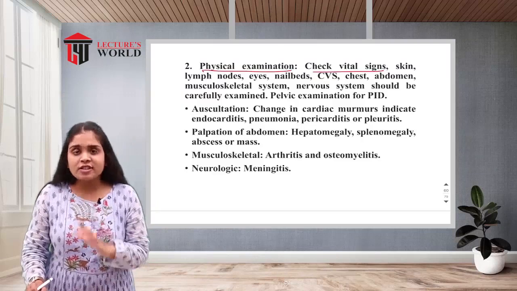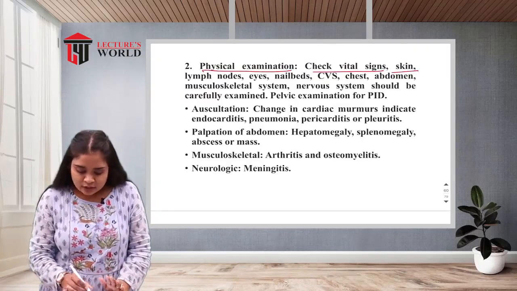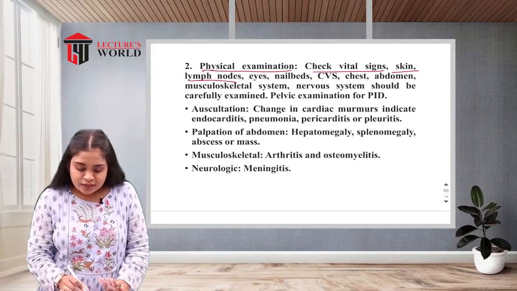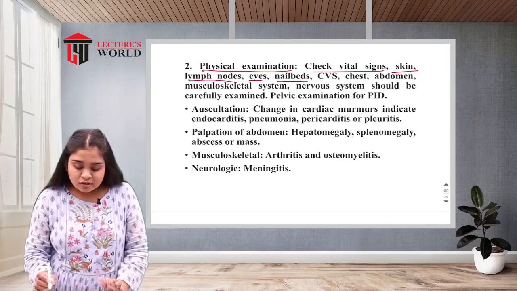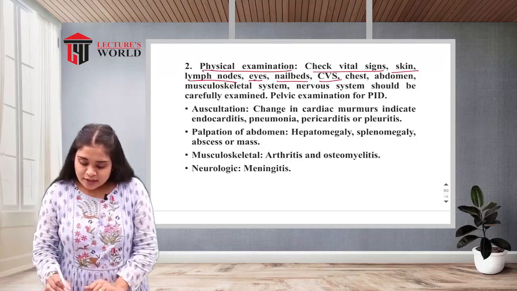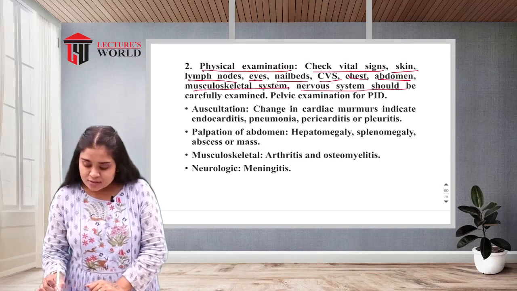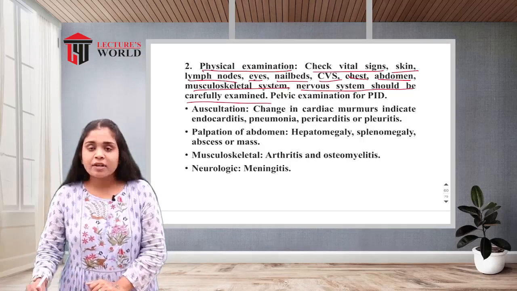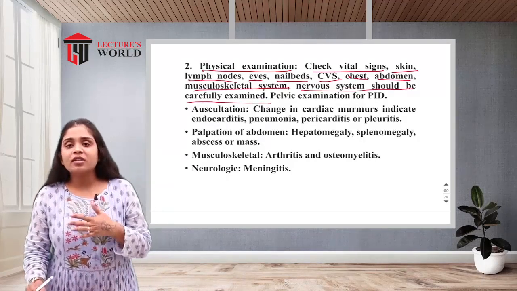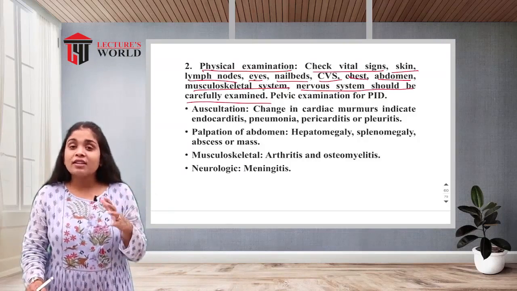So that is your first responsibility, to check the vital signs. Then after the skin, the lymph nodes, the eyes, the nail beds, and the CVS, that is the cardiovascular system. Then the chest, abdomen, musculoskeletal system, and nervous system should be carefully examined. So here we are going to check all the systems, as we have seen the clinical signs or clinical symptoms.